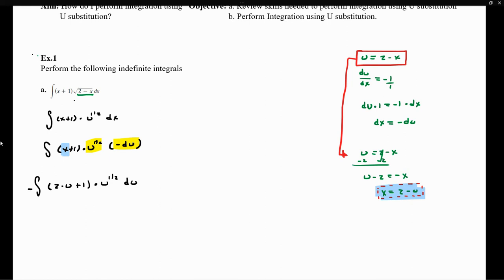Let's stop here for a second. Well, let's not stop there yet. We can still simplify the inside of that parenthesis. That can become 3 minus u times u to the 1/2 du. Now let's stop here for a second. Look at what we have accomplished.